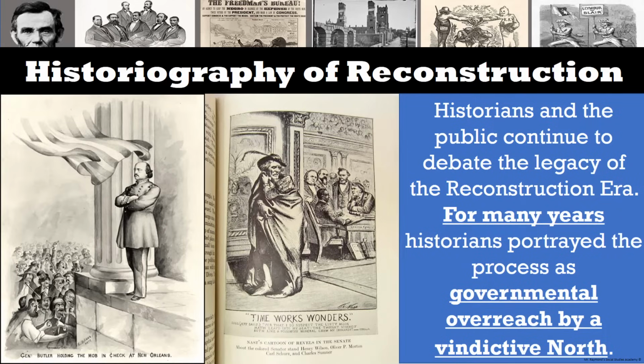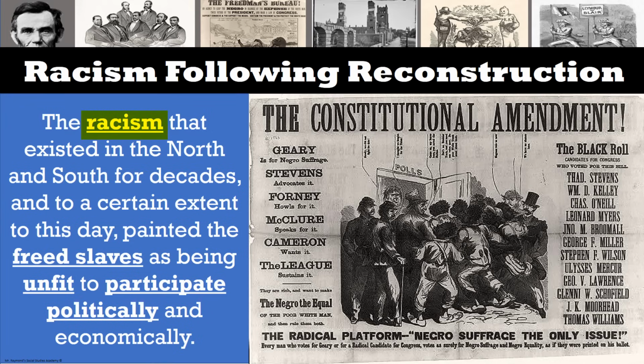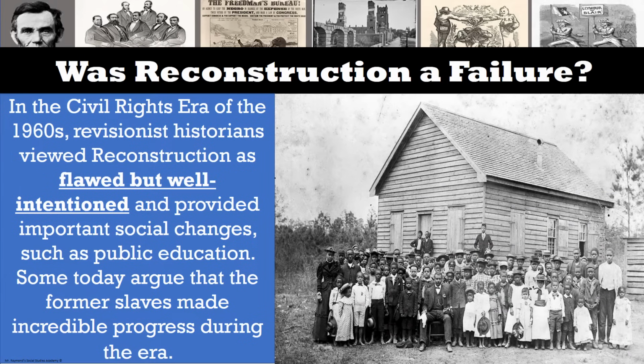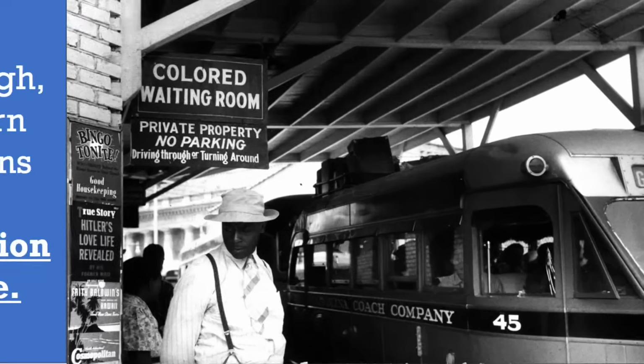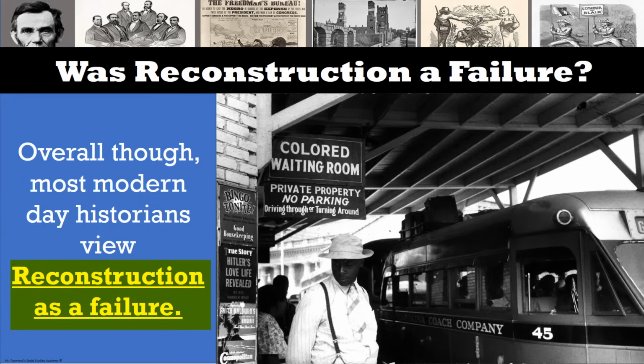Historians and the public continue to debate the legacy of the Reconstruction era. For many years, historians portrayed the process as governmental overreach by a vindictive North. The racism that existed in the South and the North for decades, and to a certain extent to this day, painted the freed slaves as being unfit to participate, both politically and economically. In the Civil Rights era of the 1960s, revisionist historians viewed Reconstruction as flawed but well-intentioned, and it provided important social changes, such as public education. Some today even argue that the former slaves made incredible progress during this era. Overall, though, most modern-day historians view Reconstruction as a failure, exemplified by the Jim Crow era.